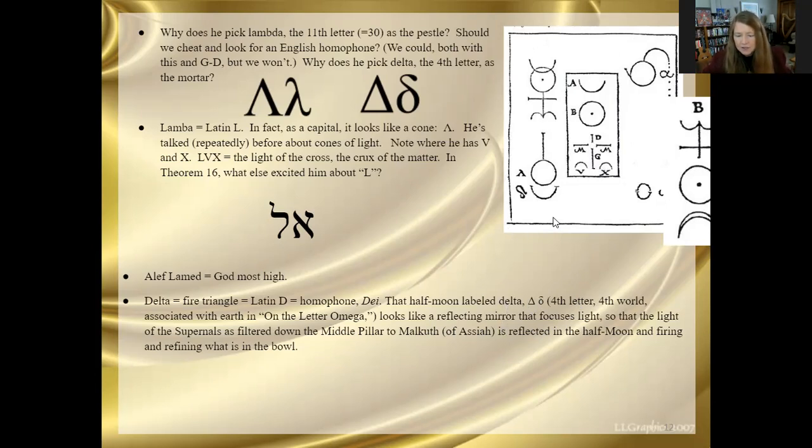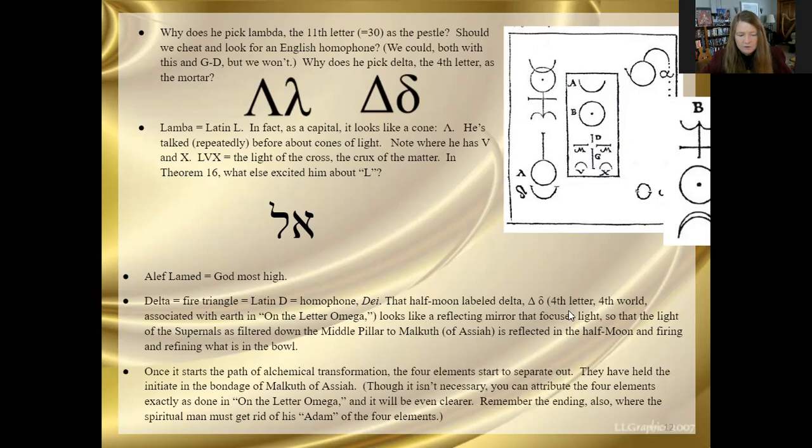It also looks like a reflecting mirror that focuses light, as I've said, so the light of the supernals has filtered down the middle pillar to Malkuth of Messiah. Once you have propelled yourself up to Yesod of Messiah, it's starting to reflect the images of the divine. In fact, if you remember how you structured the tree and you associated Bina with the receptacle, and that is sending the form down the tree, and Saturn is associated with Bina, you can look at Yesod as a reflection of Bina.